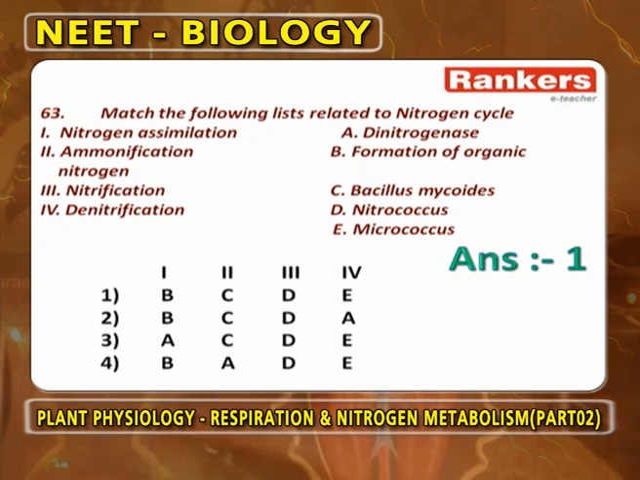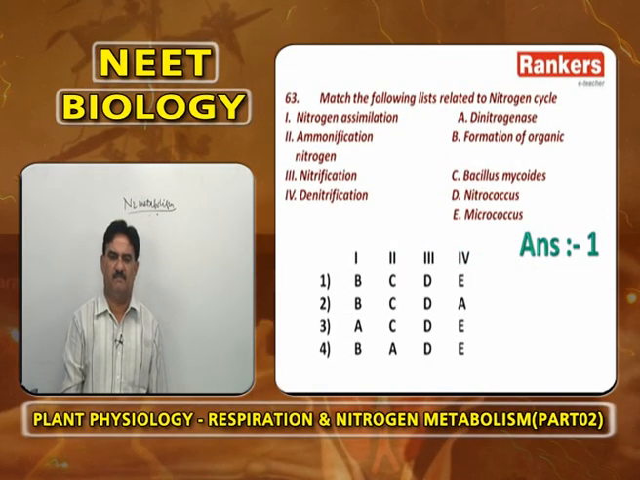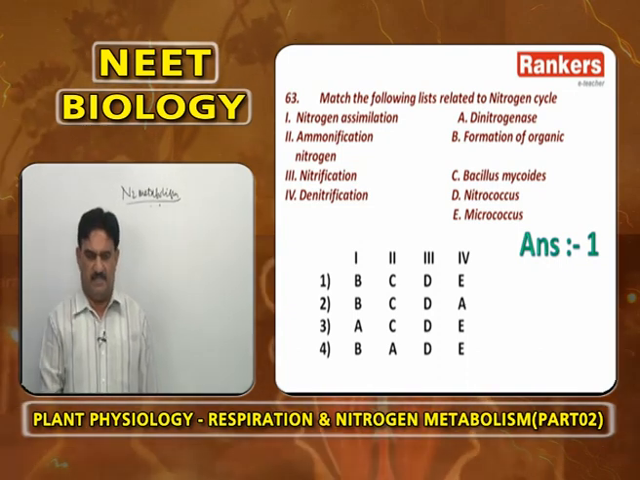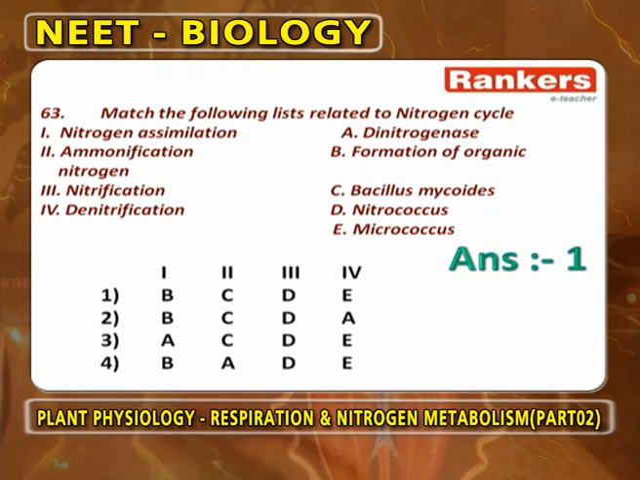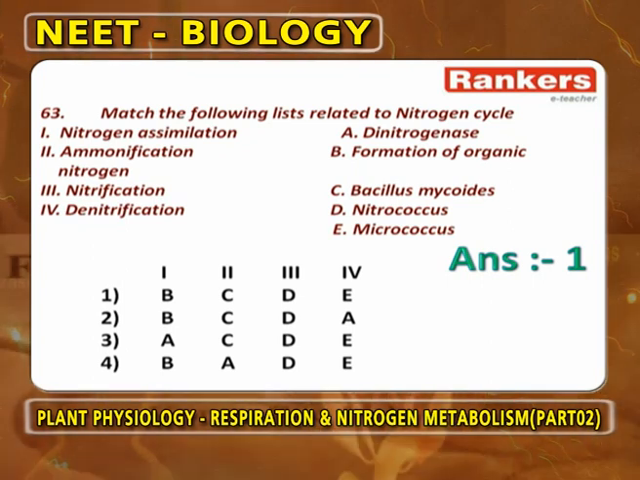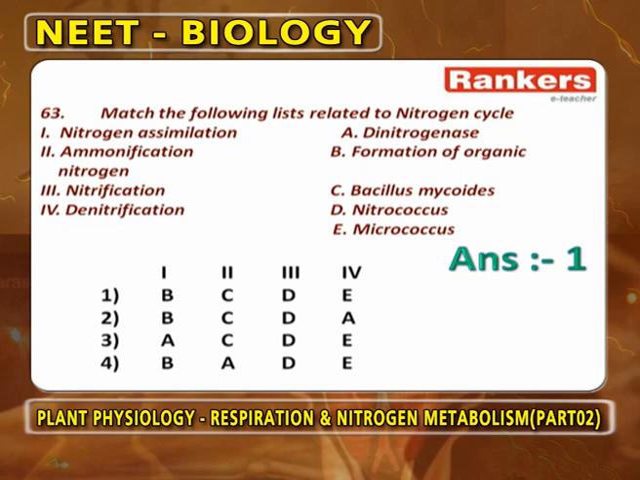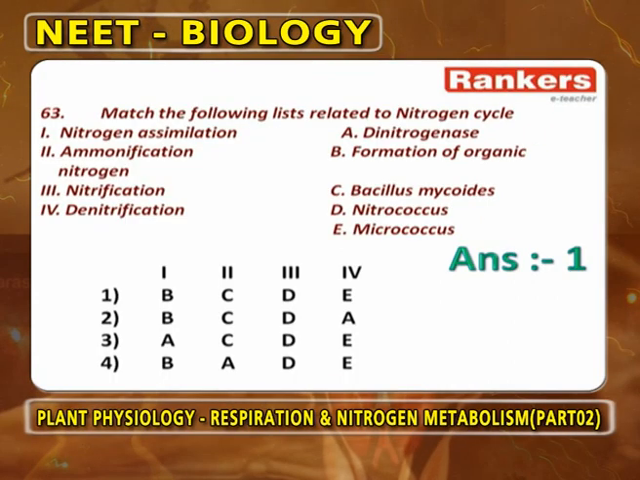Then nitrification, D, Nitrococcus. Nitrification is done by Nitrosomonas, which converts ammonia to nitrites. Then nitrites are converted into nitrates by Nitrococcus. Denitrification is by Micrococcus denitrificans or Thiobacillus denitrificans. So the answer is 1B, 2C, 3D, 4E. What is nitrogen assimilation? Formation of organic nitrogen. Ammonification is done by Bacillus mycoides. Nitrification is done by Nitrococcus. Denitrification is done by Micrococcus denitrificans.